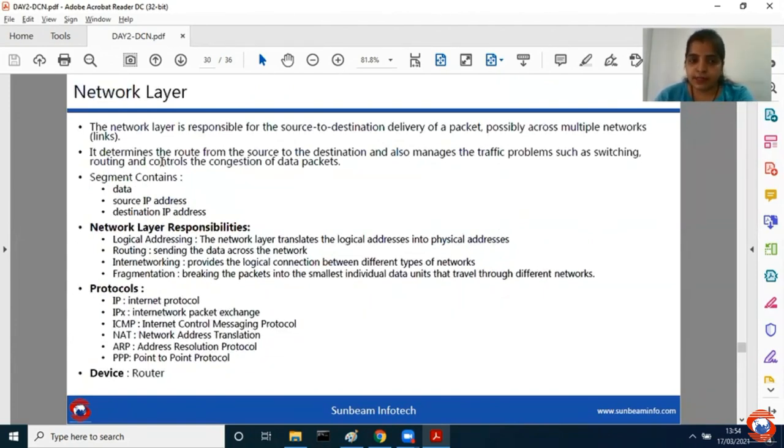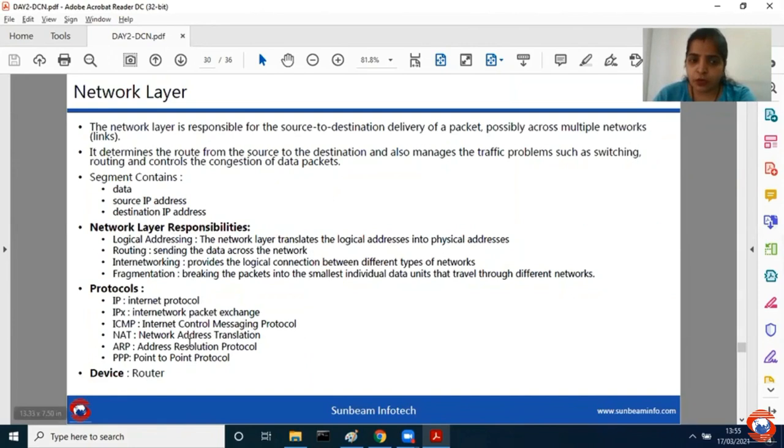Next is the network layer. Do you remember, the router comes in the network layer? When I'm talking about the network, I'm talking about the IP address. The IP address is a logical address. Who is responsible for logical address assignment? The router. So the router comes under the network layer. This layer is responsible for source to destination delivery of packets. The network layer consists of data, the source IP address, and the destination IP address. So routing, logical addressing, and internetworking are all phases of the network layer.